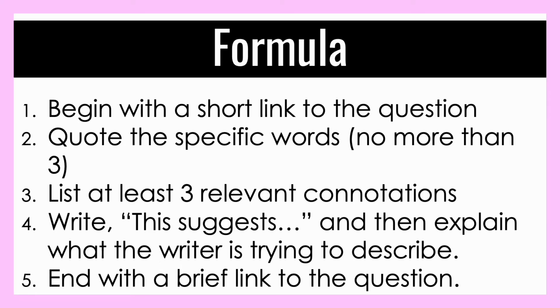So the formula again is very, very straightforward. We begin with a short link to the question. We quote the specific word, so no more than 3. For word choice, try and keep your sentence as short as possible. Just because if you are looking at a word, okay, it should really only be that word that you quote. You then want to list at least 3 relevant connotations, write this suggests, and then explain what the writer is trying to describe. And then we end with a brief link to the question.